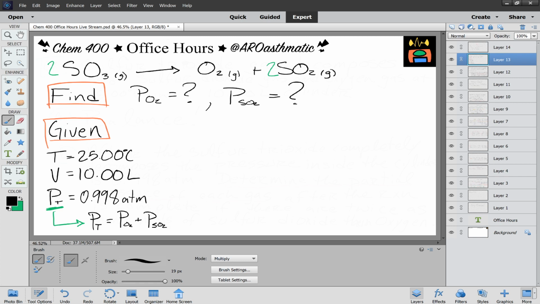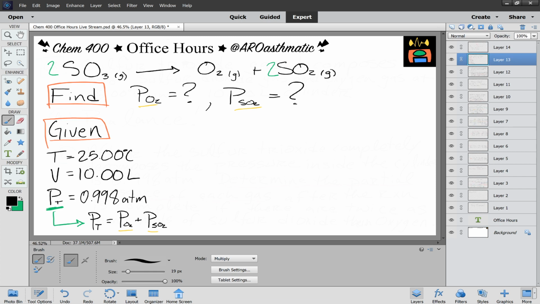That's because the total pressure of a mixture of gases will always be equal to the sum of the individual partial pressures of each component of that mixture. And one thing you'll notice is these are the two quantities that we're trying to find. So this equation is gold. This equation is going to lead us to the answer. We just need to figure out how to get there. Now, there's one last piece of information given.